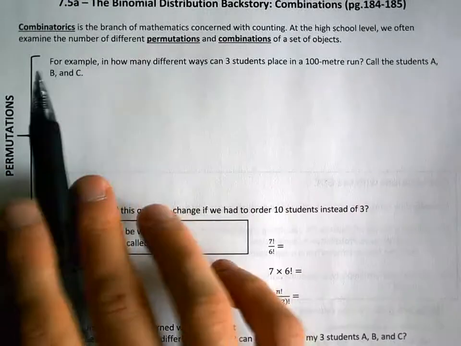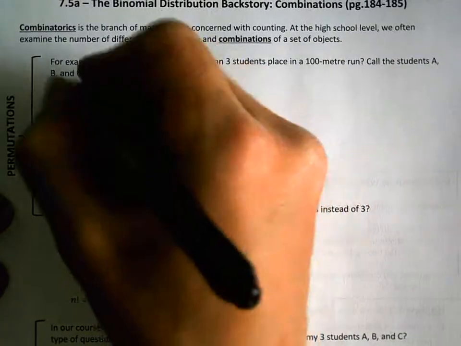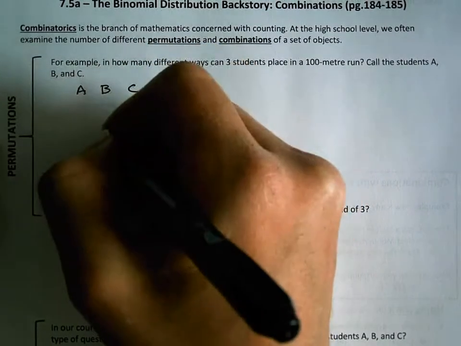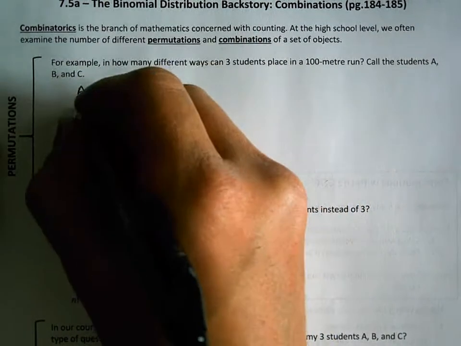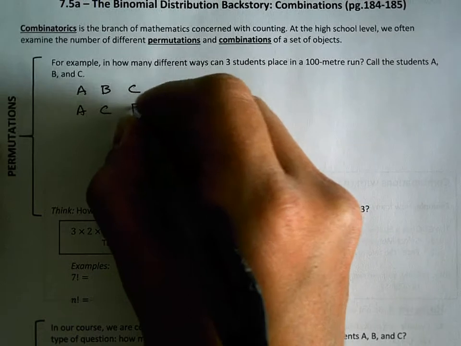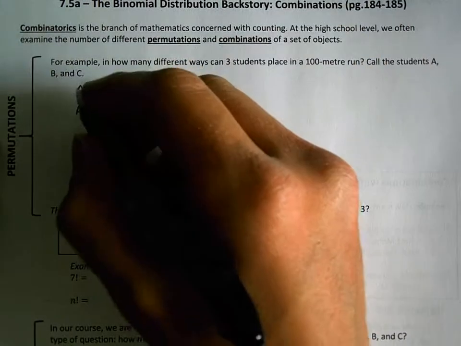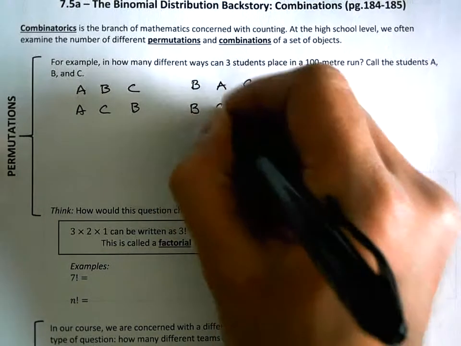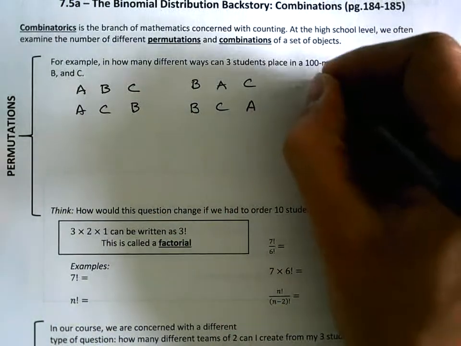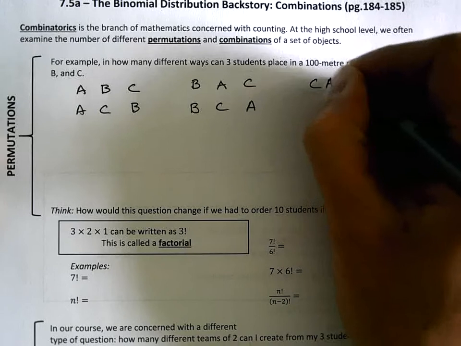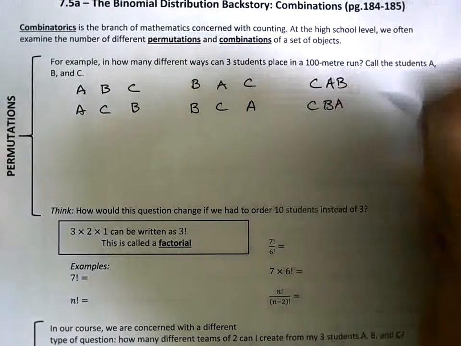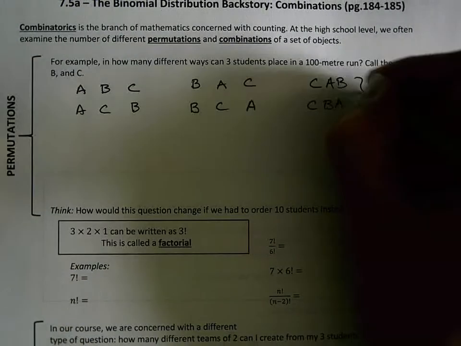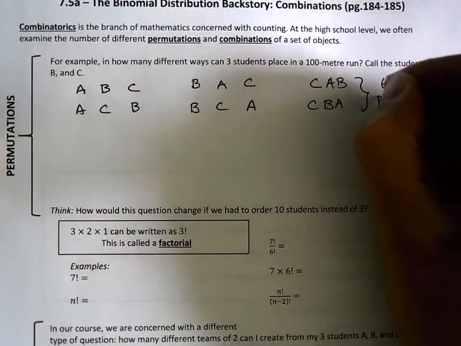We have A, B, and C. So we could have A is first, B is second, C is third. We could have A is first, C is second, B is third. Now what if A is not first, but we have B is first? Or we could have C first, I guess. And I don't think there's any other ways we can do it. So there are 6 permutations.